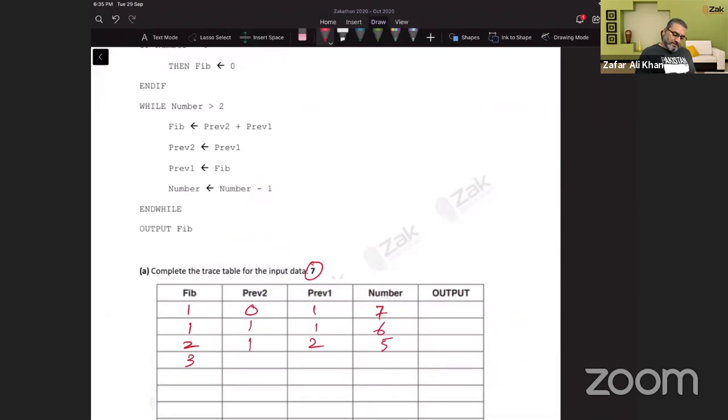Previous 2 is equal to previous 1. Previous 1 is equal to Fibonacci. Number is equal to number minus 1, 4. Goes back, checks if the number is greater than 2. Yes, number is 4. So Fibonacci is equal to previous 2 plus previous 1, 5.